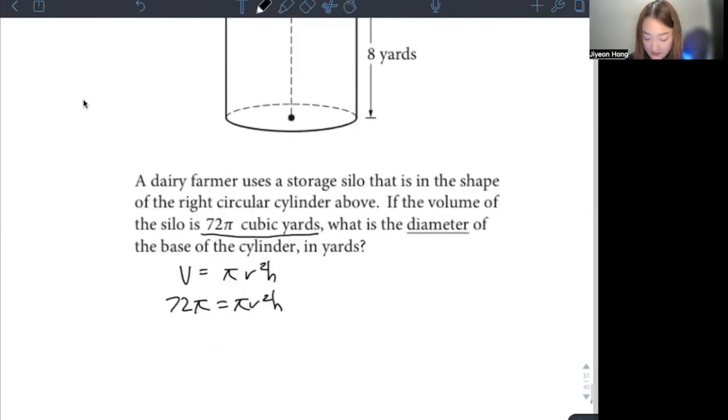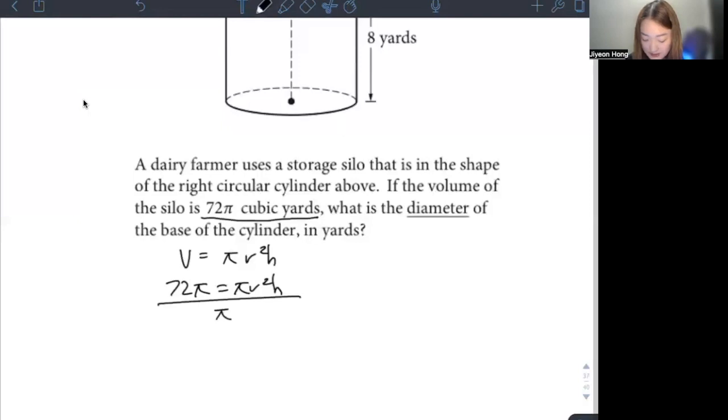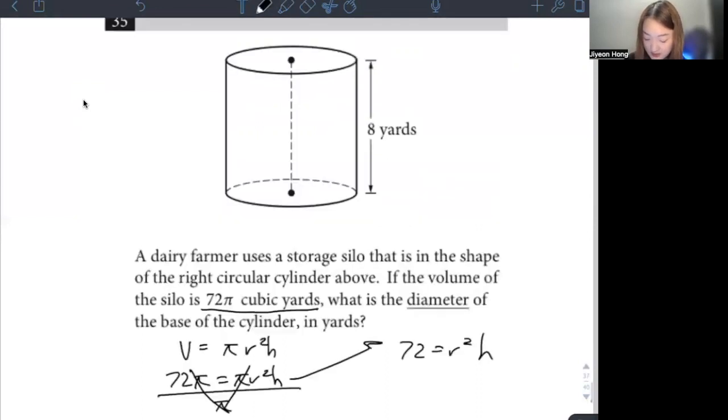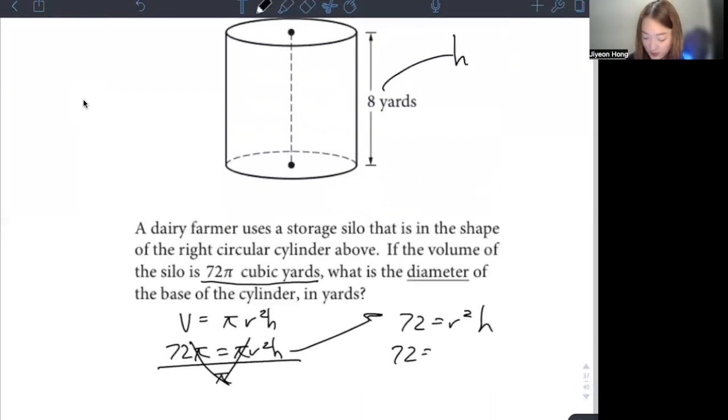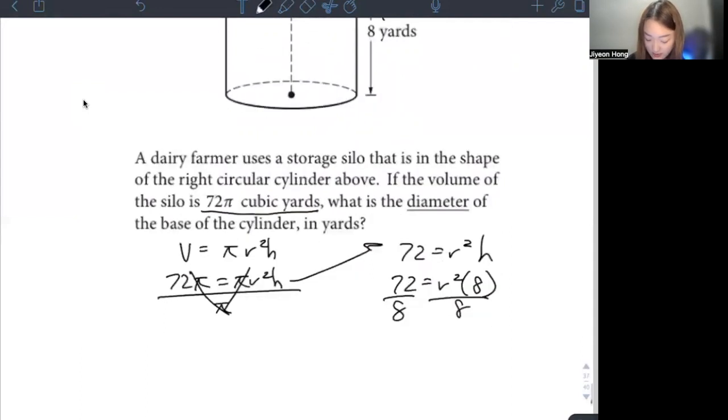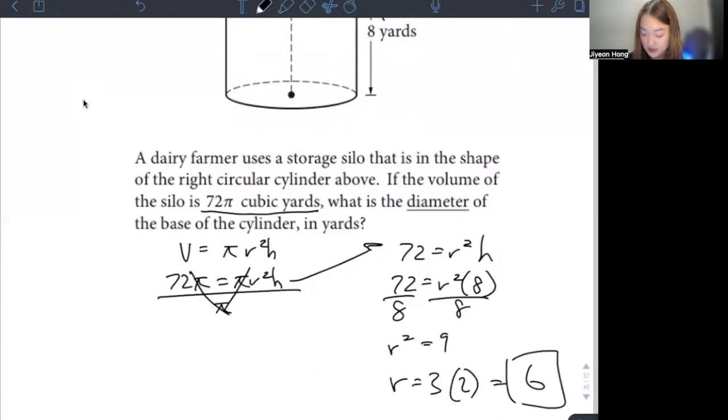And when I simplify by dividing by pi on both sides, we basically get 72 is equal to r squared times h. They did give us our h, or our height value, which is 8. So 72 is equal to r squared times 8. So I'm going to divide that on both sides to get that r squared is equal to 9. In other words, r is equal to 3. But don't stop there because it asks for the diameter. So we multiply that by 2 and solve for our diameter, which is d equals 6.